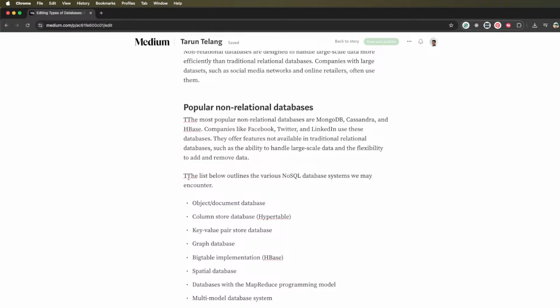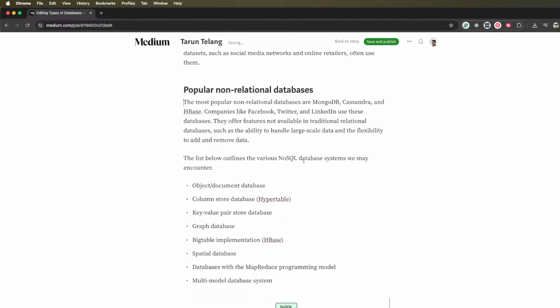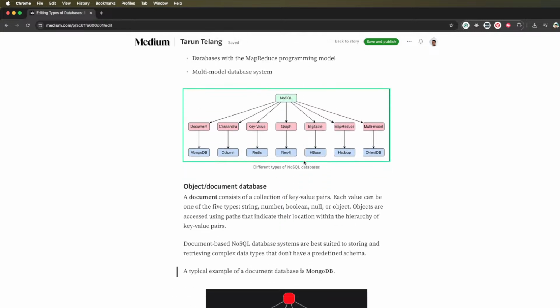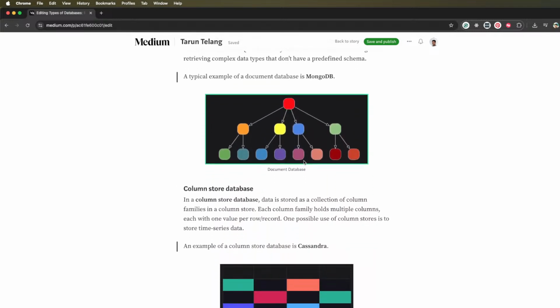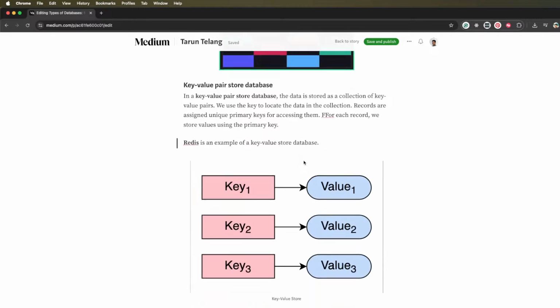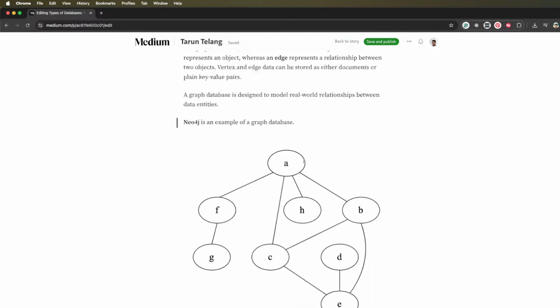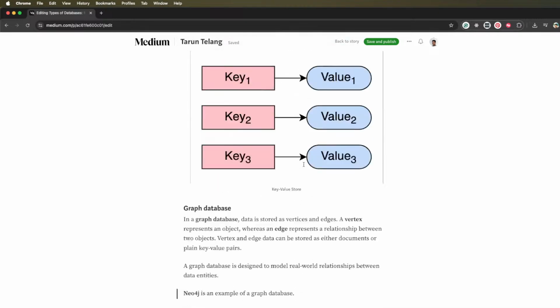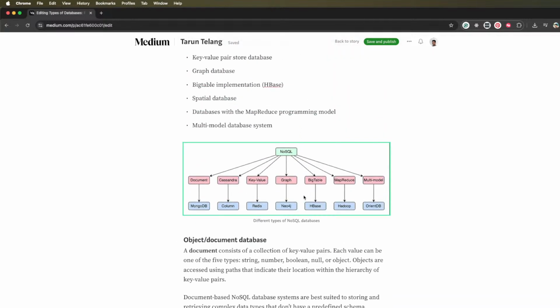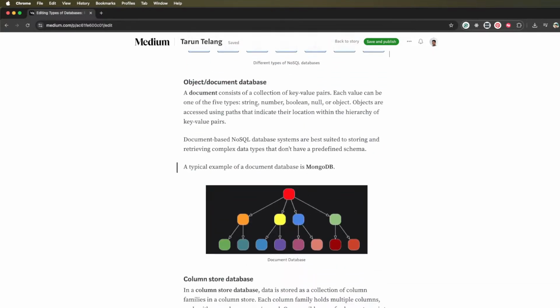Okay, but you mentioned earlier there's a lot of variety within NoSQL itself. It's not just one thing. Oh, absolutely not. The NoSQL ecosystem is incredibly diverse. The article guides us through several distinct types, each with its own strengths. All right, let's break those down. Okay, first up, you have document databases. MongoDB is probably the most famous example here.